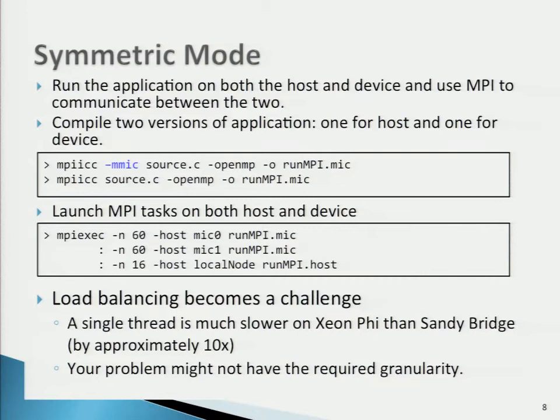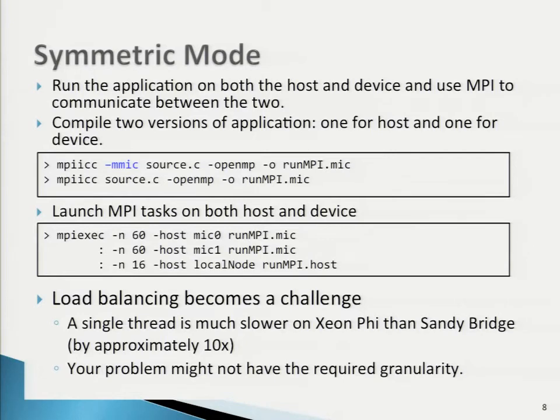Now I'm going to launch this job with two devices, so I've got mic0 and mic1, and then the local node will be my local Sandy Bridge cores. On each device I'm going to run with 60 MPI tasks, and then 16 on the host. And this is quite a nice idea when you first think about it, but we find a big problem with this is load balancing.